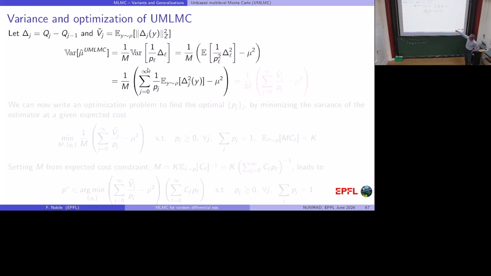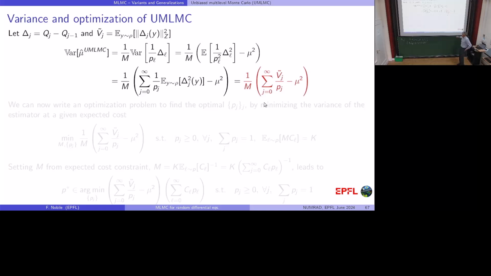It is this infinite sum. I have 1 over Pj squared from here, but then I have to multiply by the probability of L taking value j, so one Pj disappears, and I get only 1 over Pj times the expectation over Y of this delta j squared, okay? Which is the tilde that I have defined here. So the variance takes this relatively simple form here.